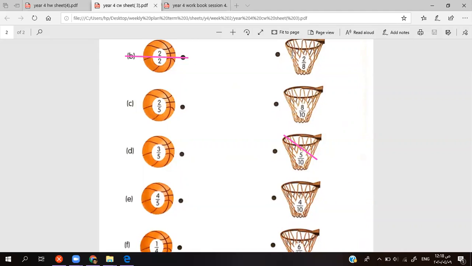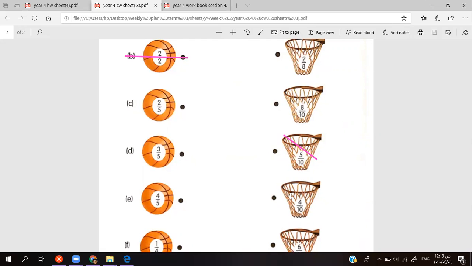How did the 2 become a 2? By multiplying by 1. Look, numerator with numerator. So let's multiply down by 1. 5 times 1 gives me an 8? No, so it's not the first one. Let's try the second one. How did the 2 become an 8? By multiplying by 4. So let's multiply the denominator by 4 too. 5 times 4 is 20. Now this is 10. They are not the same.